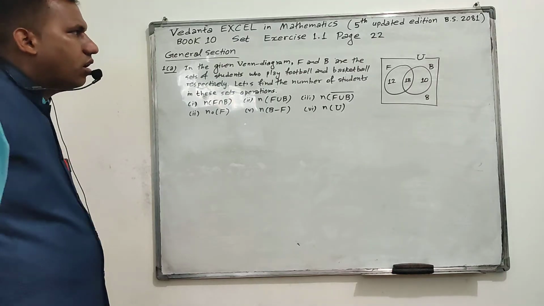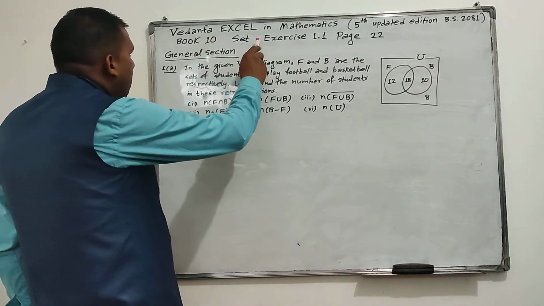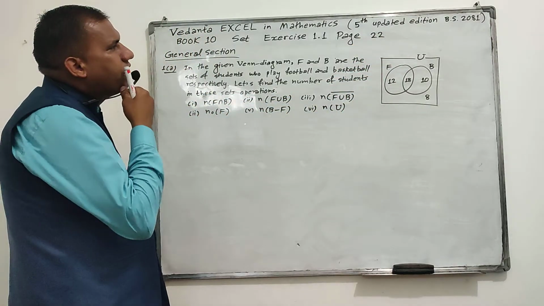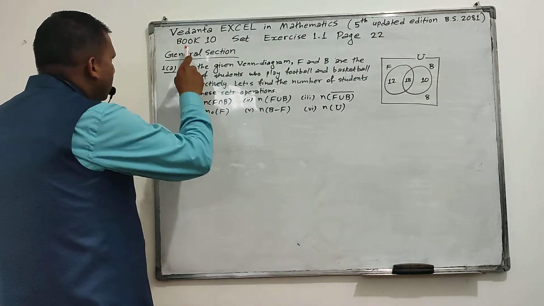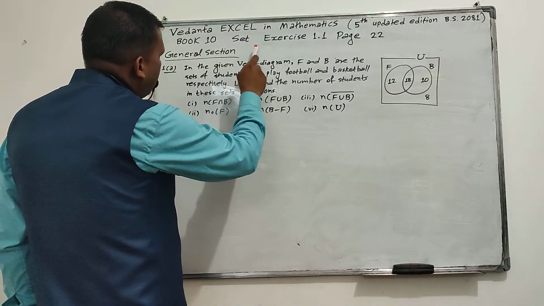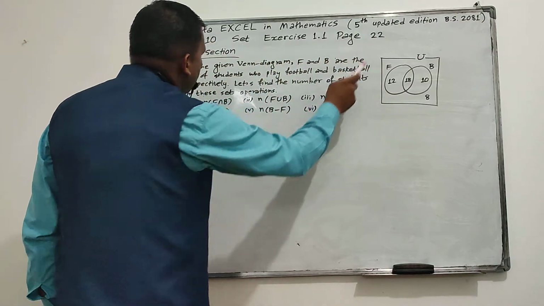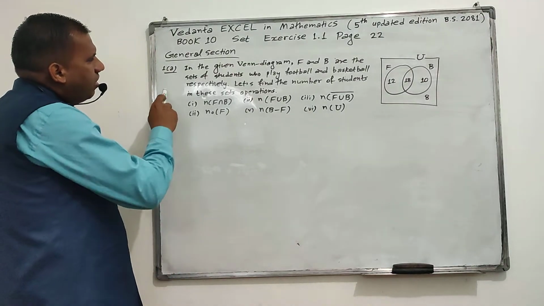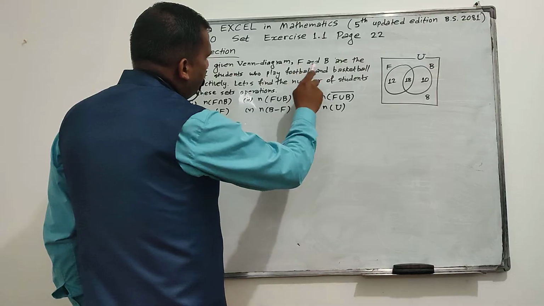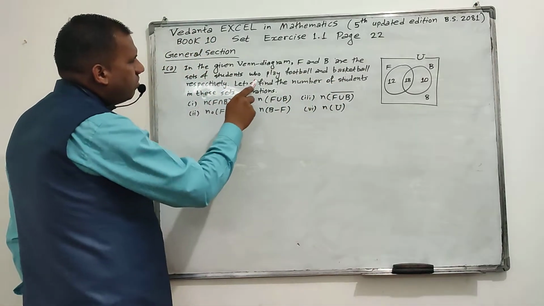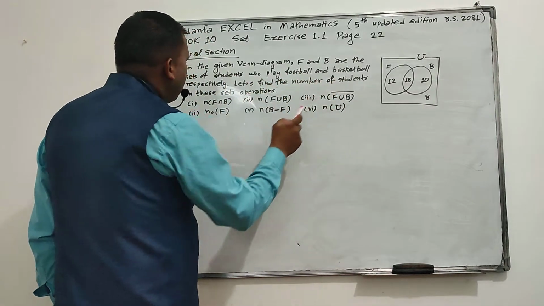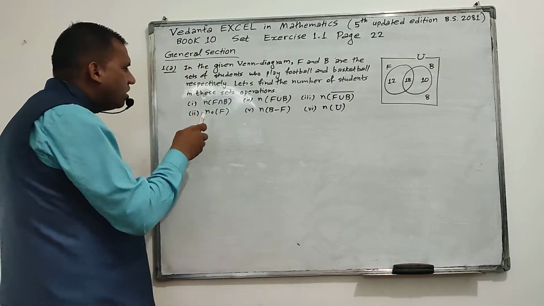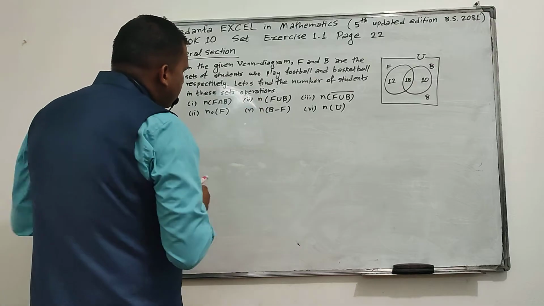Today we do some questions from Vedanta Excel in Mathematics, 5th updated edition, BS 2081, Book 10, Topic Set, Exercise 1.1, page 22, General section. Let's start from question number 1A. In the given Venn diagram, F and B are the sets of students who play football and basketball respectively. Let's find the number of students in these set operations.